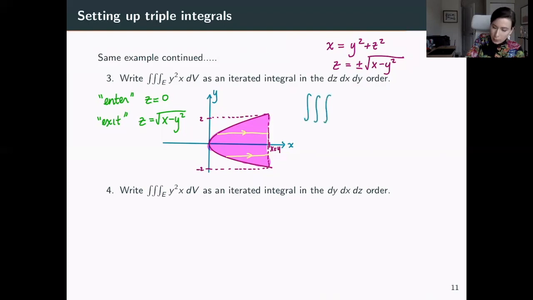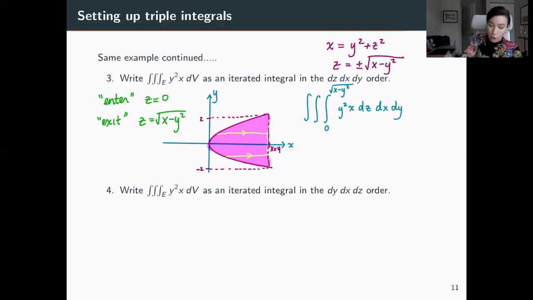We know that we have the limits of integration for our z going from 0 to the square root of x minus y squared, so that I have this integral of z dz and then dx dy. My x's are always going to be varying from this value to this value. The question here is, what is the equation of this parabola?